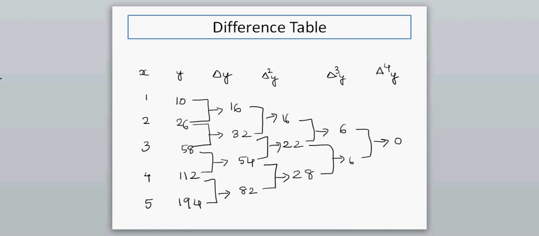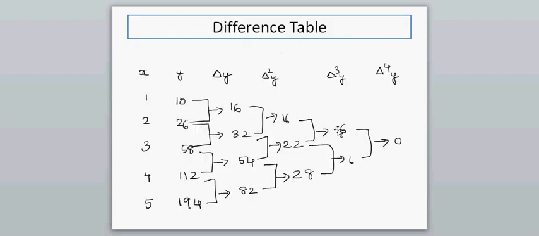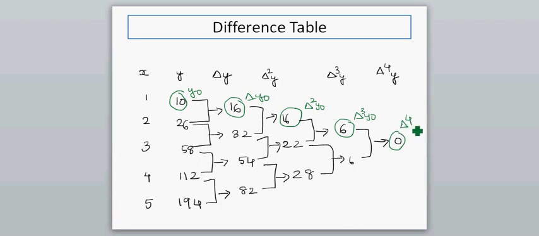So now, because we are using the forward difference formula in this problem, because 1.4 is close to the beginning point 1, we have to take the first values in this difference table. These are the values we want to use. This is y0, and this value is delta y0. The next is delta square y0, this is delta cube y0, and this value is delta power 4 y0. For every problem, the construction of the table is the same, and in case of the forward difference formula we use the topmost values, whereas in case of the backward difference formula we use the last values.